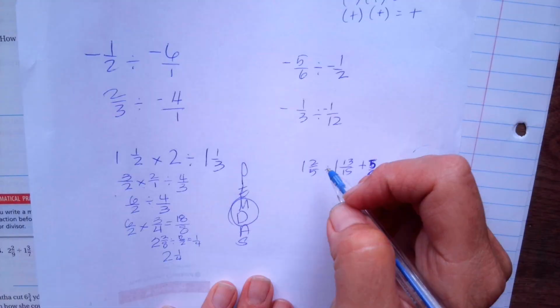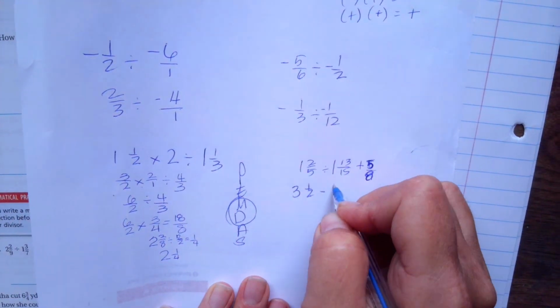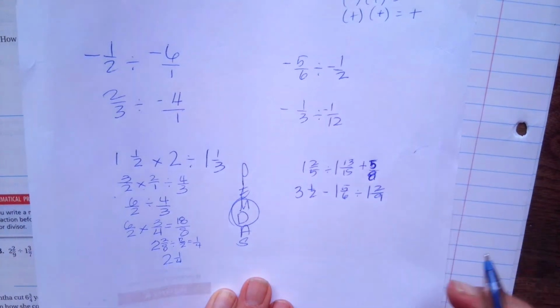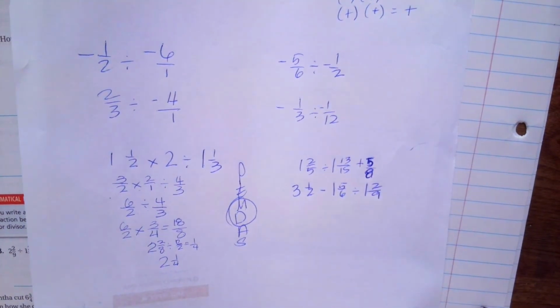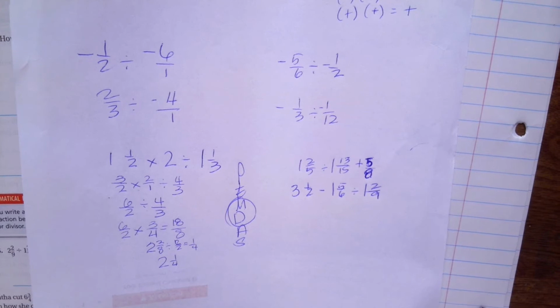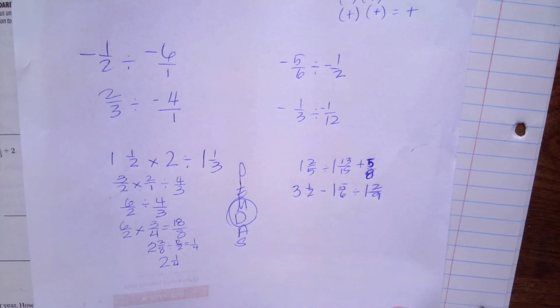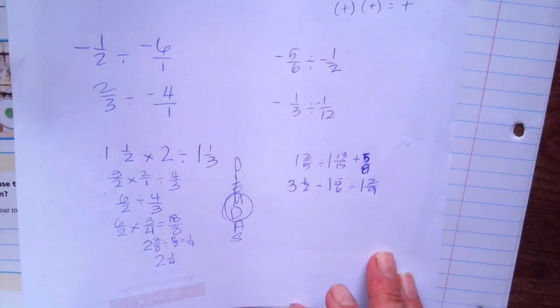Our next problem is 3.5 minus 1 and 5/6 divided by 1 and 2/9. So you have to decide, in order of operations, do you do subtraction first, or do you do division first? Okay.